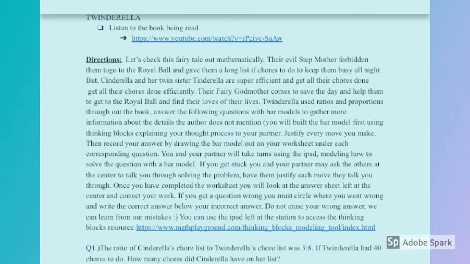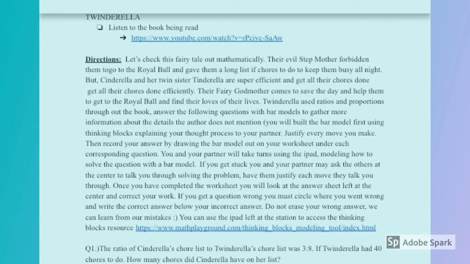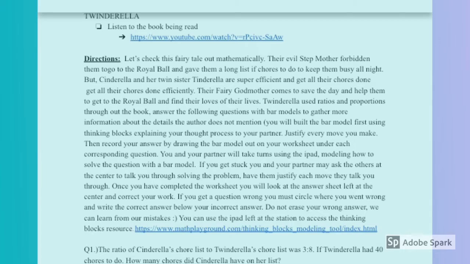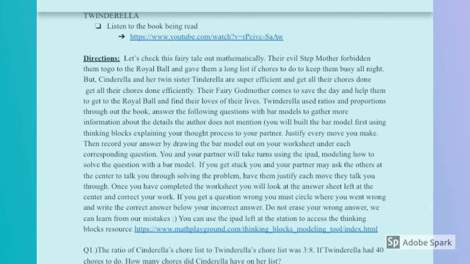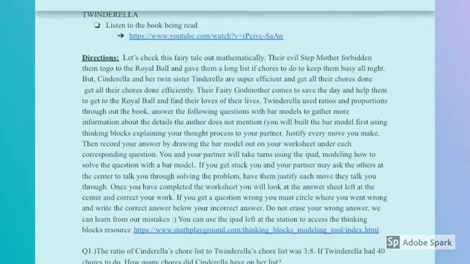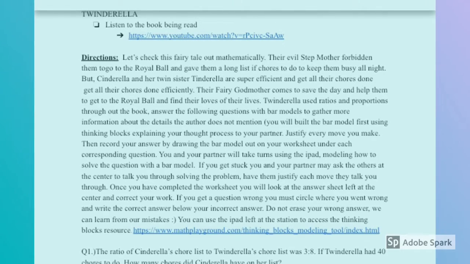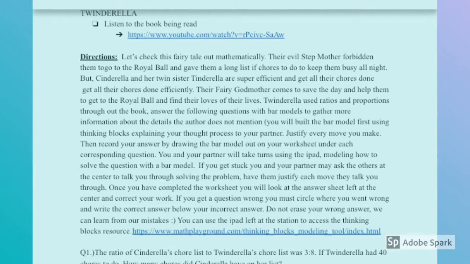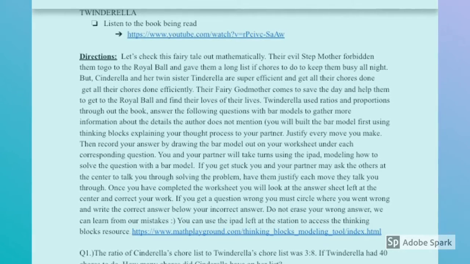At the center, students will listen to the audiobook Twinderella. Twinderella is a story about Cinderella and her twin sister, Tinderella. They split everything in half. Students will answer questions in relation to the book, and they will talk each other through the problem to help each other solve it with a bar model.